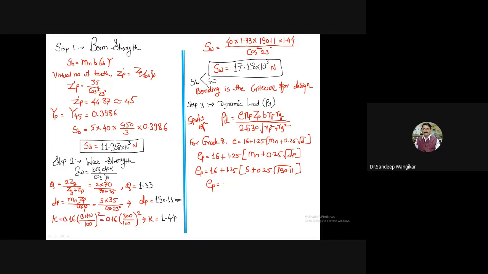26.55. Okay, so I will write here 26.55 micron. So I will write 26.55 into 10 raised to minus 3 millimeter. This is the value for EP, that is error for pinion. I am highlighting in between.